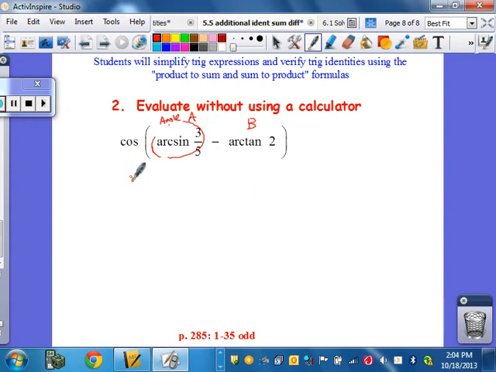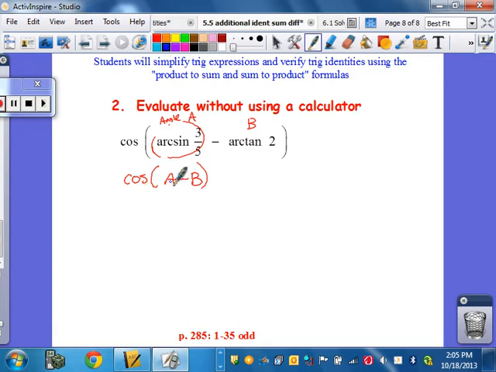But this is essentially saying it's cosine of A minus B. And I want to evaluate that. Well, do I have a formula that lets me? This is actually going to take us back a little bit. Where do I know that cosine of A minus B is? This goes back to the very first section of this chapter. Okay, we need to go back to our sum and difference formulas.